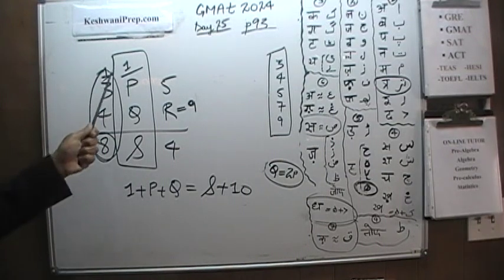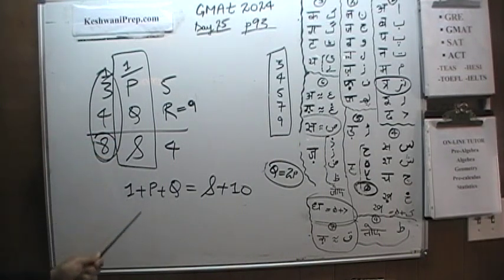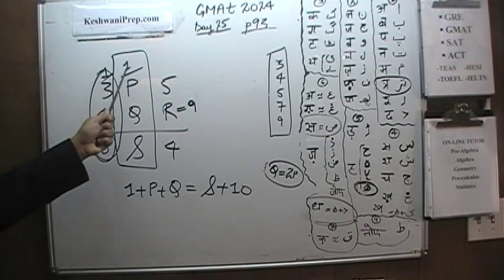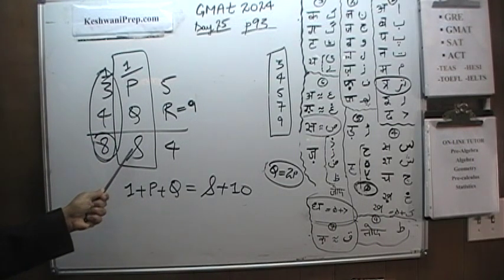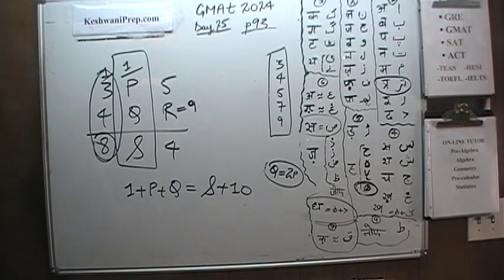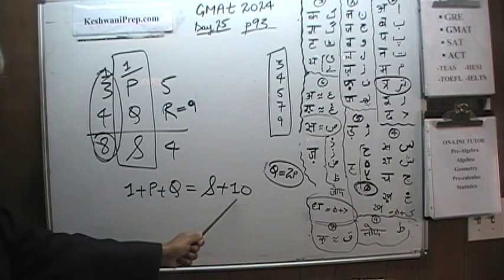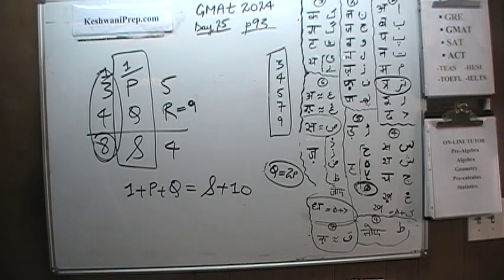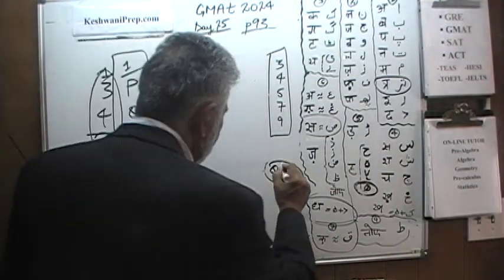For example, 1 plus P plus Q could have been 13, in which case S is 3 and then we carry 1. Or 1 plus P plus Q could be 17 and that's a 7 and carry 1. That 1 is not a 1, that's a 10, which is why we have a 10 here. 1 plus P plus Q must equal S plus 10. Now we make use of this thing.